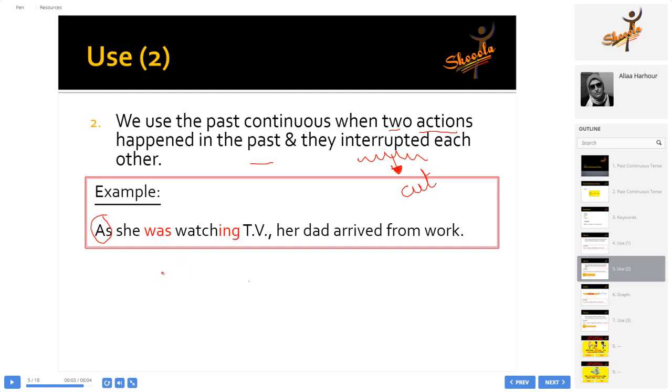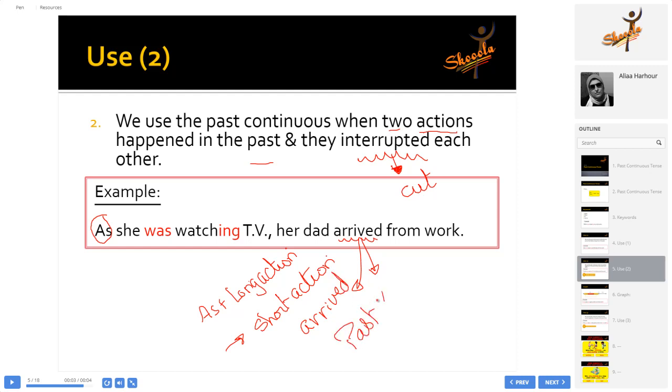As and while are followed by long actions, which are both past continuous, and the short action follows, which comes in the past simple tense. As plus the long action, and the other part of the sentence is followed by the short action. In this sentence we have the action arrived. The short action comes in the past simple.